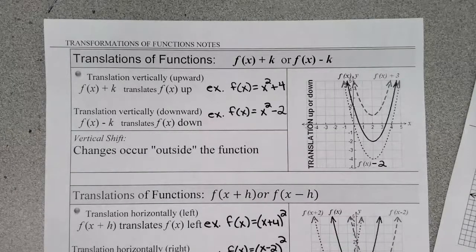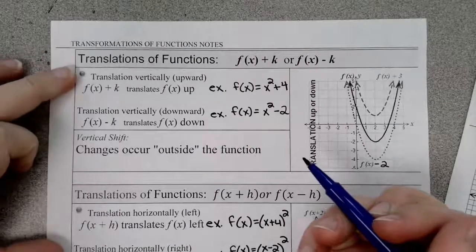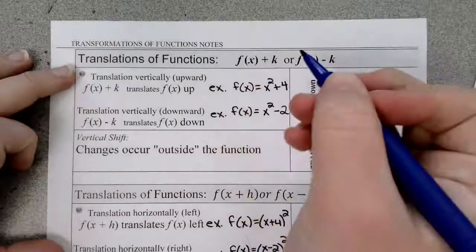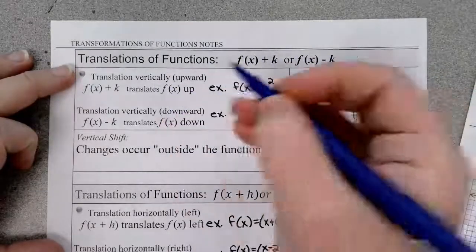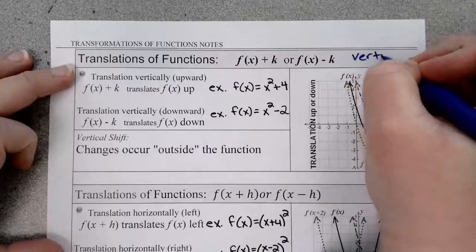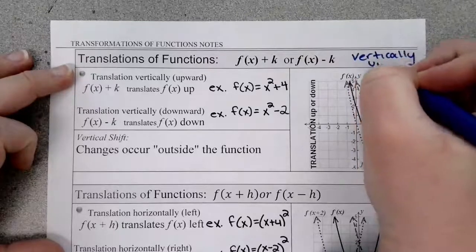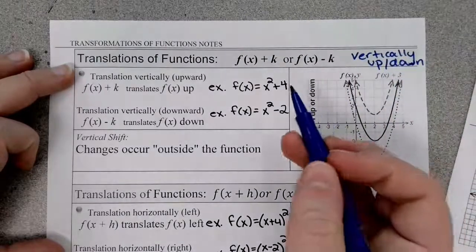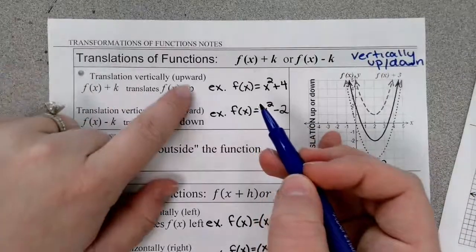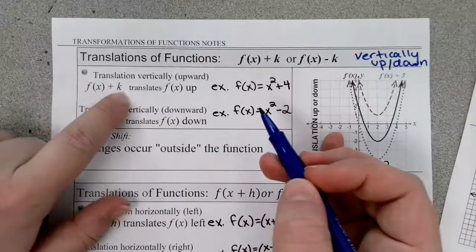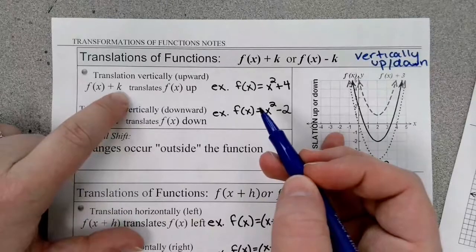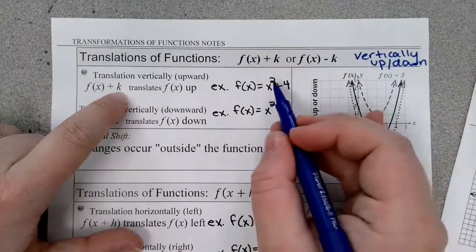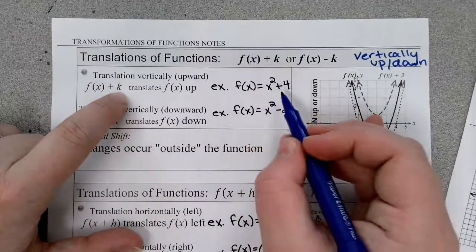In this video, you are going to learn how to translate functions. The first way to translate a function you're going to learn about is up and down movement, so it's called vertically, which is just up and down. The first way we do that is when it's upwards, it's going to be plus k. So the action is going to be happening outside the x squared, so your y is technically changing.